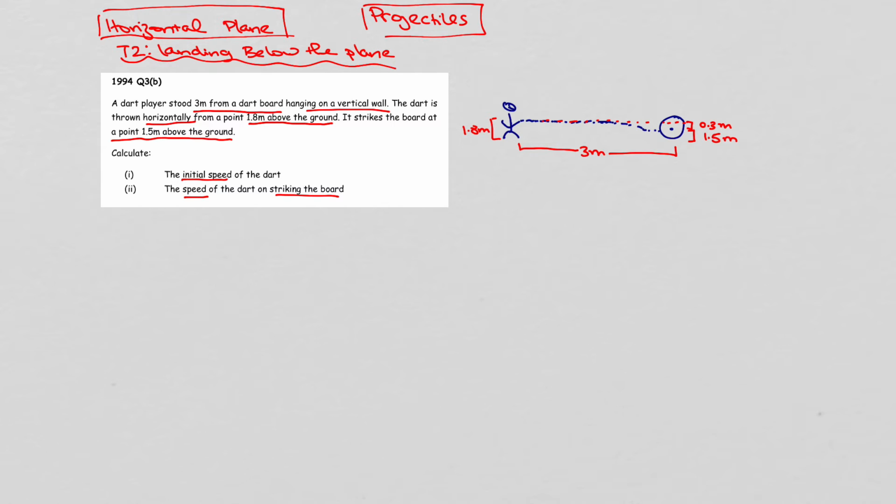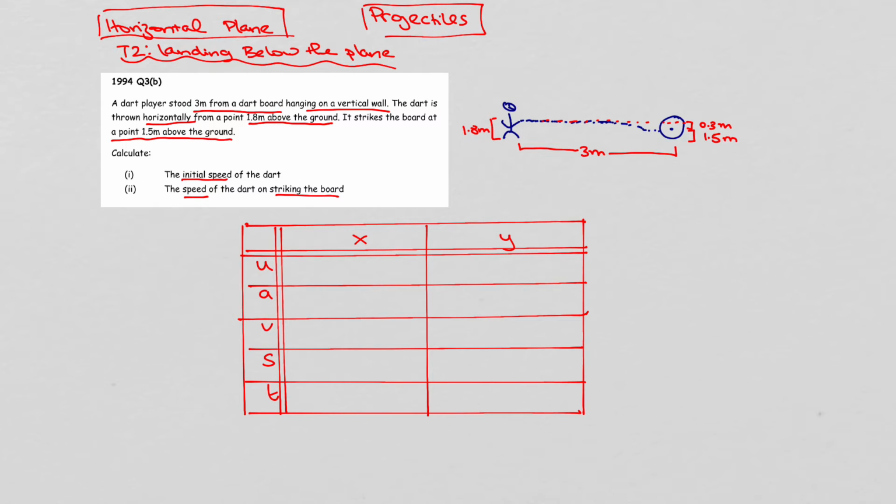So if we set up our table, we're going to have U, A, V, S and T in the X and in the Y direction. What we know is that it's thrown in a horizontal direction, which means it has no velocity in the Y direction, and we're not sure what it is in the X direction. When it's travelling on a horizontal plane, there is no acceleration due to gravity in the X direction, but it'll be minus 9.8 in the Y direction.